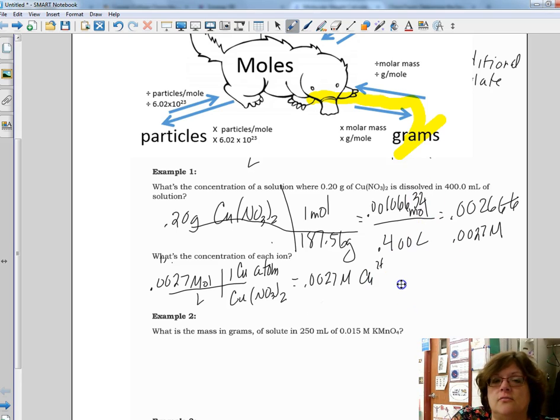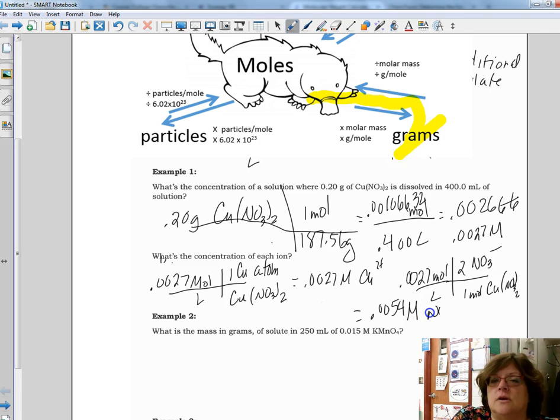For the nitrate ions, 0.0027 moles over liters. And now we're looking at 2 nitrate ions for every 1 mole of copper 2 nitrate. And so we would end up with 0.0054 molarity of nitrate ions.